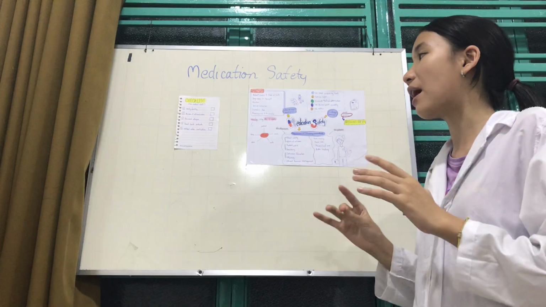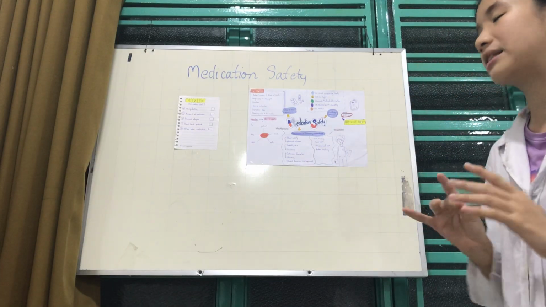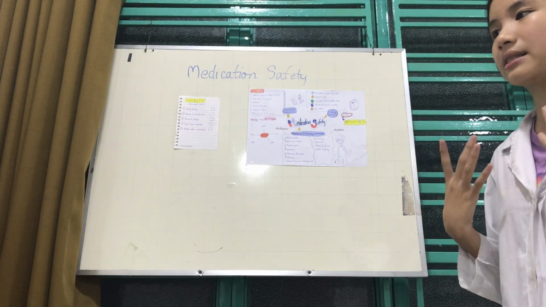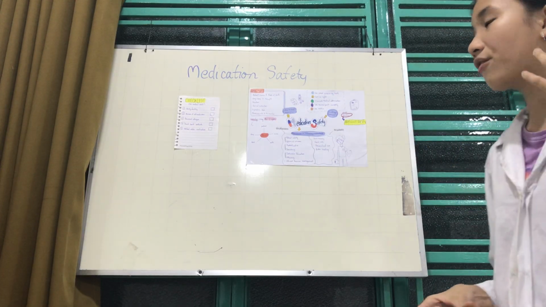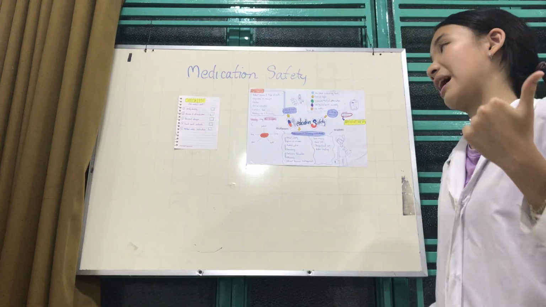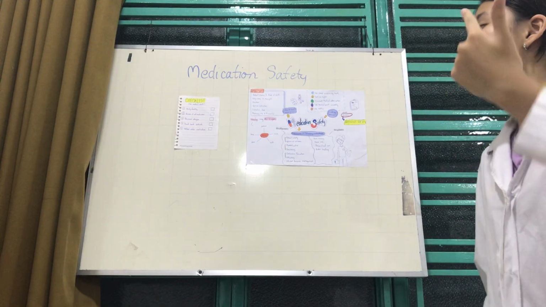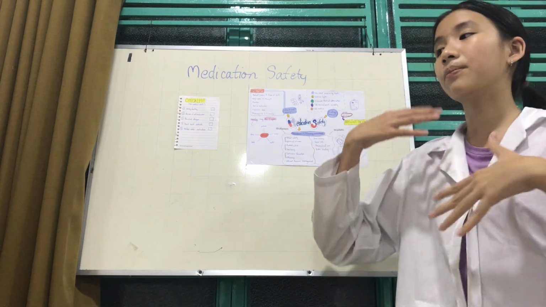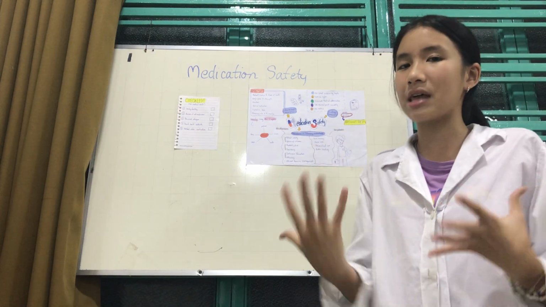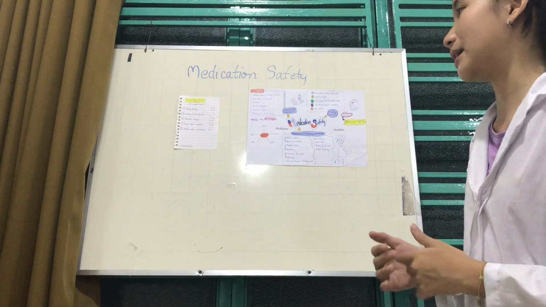And we verify this using the 5 rights, which I'll talk about in my second part. Now, what are the 5 rights? Well, the 5 rights are firstly the right patient, the right time, the right route, the right dose, and the right drug. So I'll be elaborating on that in my second part.